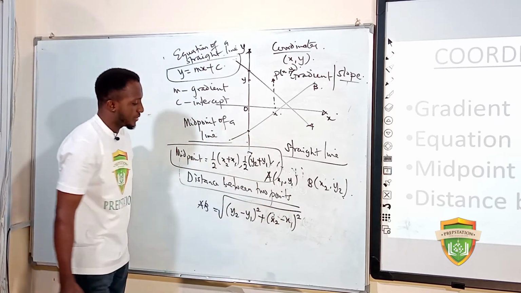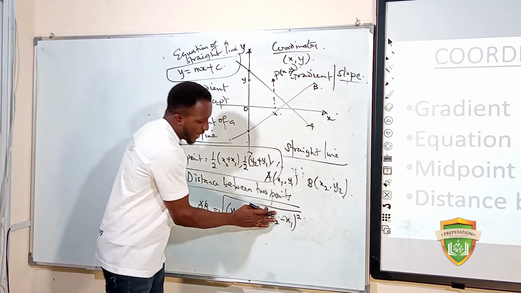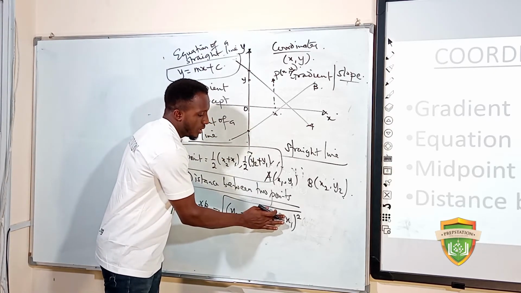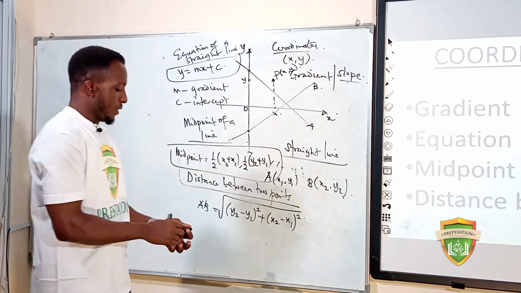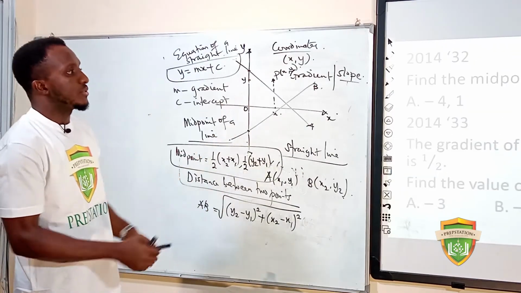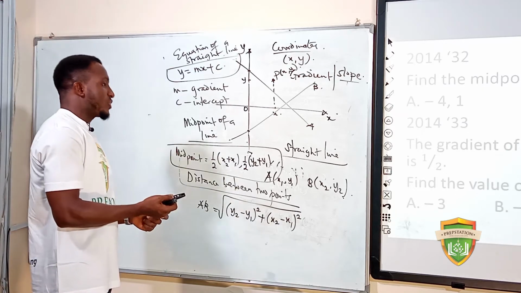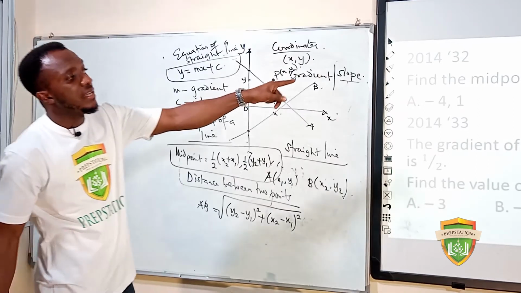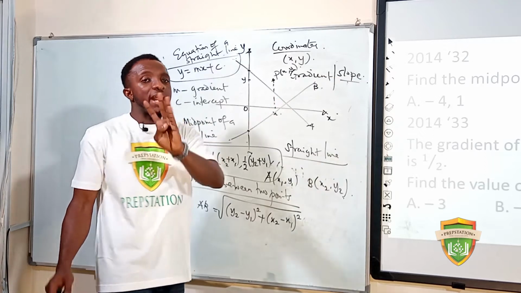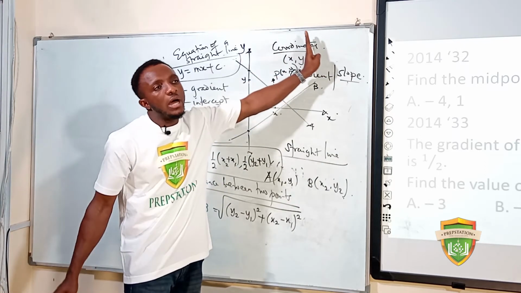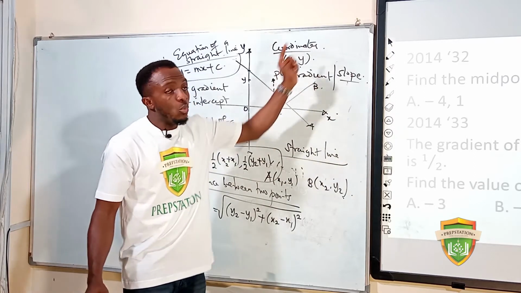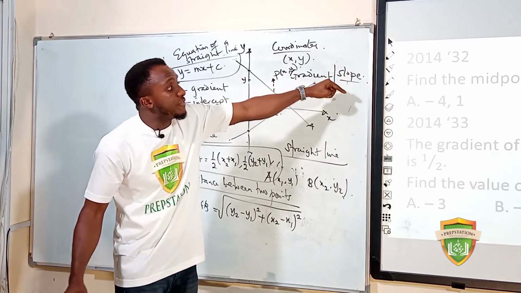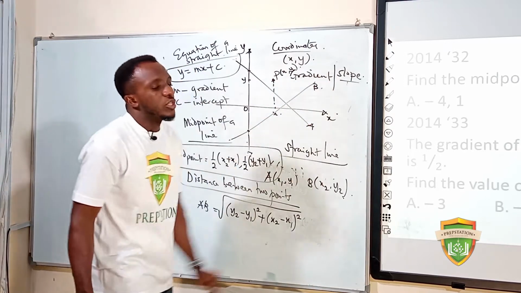Now, Mr. McCollings, how do we apply these equations you've given us? Quite simply, let's look at the questions. Let's take questions. 2014 question 32. It says, find the midpoint. So what I'm going to do is write down all those formulas here so that when we try to solve a question, we just quickly make reference to those formulas we have.